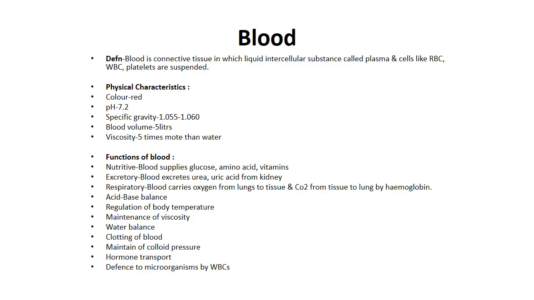It supplies glucose, amino acids, vitamins to all body parts. Excretory: it excretes unwanted substances from the blood, that is urea, uric acid, creatinine, through the kidney. Respiratory: blood carries oxygen from lungs to tissues and carbon dioxide from tissues to lungs by hemoglobin transport. Then acid base balance, regulation of body temperature, viscosity, water balance, clotting of blood because of the platelets, maintenance of the colloid pressure, hormone transport, then defense mechanism by the WBCs. These are all the functions of the blood.